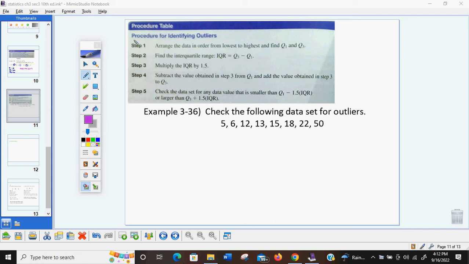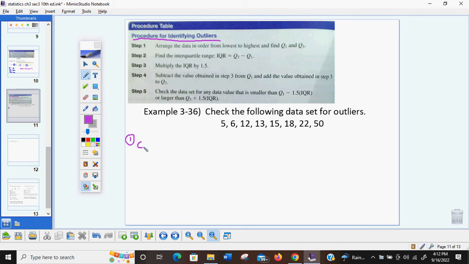All right, in this video, we're going to look at the procedure for identifying outliers. So step one, arrange the data in order from lowest to highest and find Q1 and Q3. When we look at this data, it's already in order, so let's do step one here.